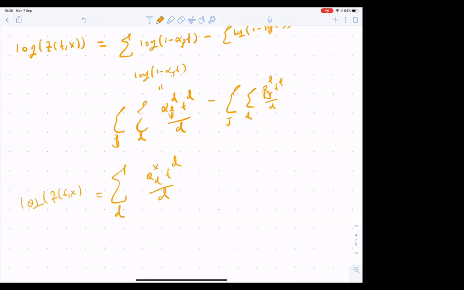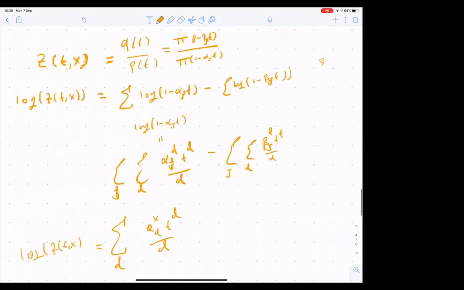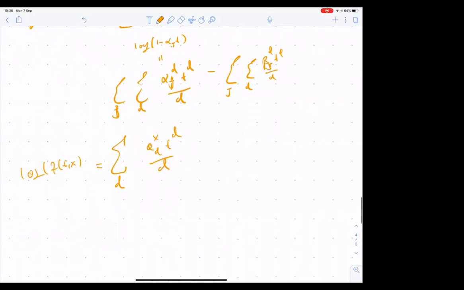Are you sure? I think I should have my minus here. Log of 1 minus x is like minus x. So. Oh. Okay. Yes. Okay, I have some sign that I'm missing here. I'm not going to waste the time trying to find it. The point is that I get the following equation. Z is given like this.